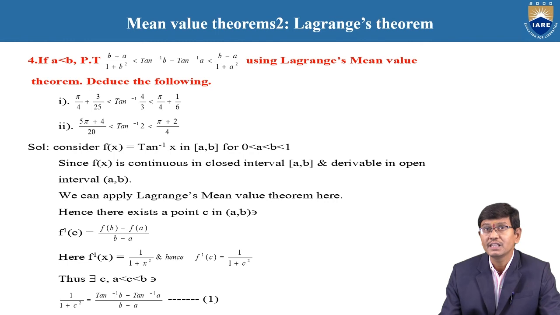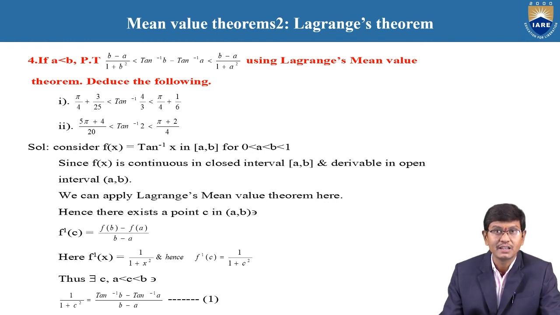The next one: if A is less than B, then prove that B minus A by 1 plus B square is less than tan inverse B minus tan inverse A, which is less than B minus A by 1 plus A square. Using the Lagrange's mean value theorem, deduce that pi by 4 plus 3 by 25 is less than tan inverse of 4 by 3, which is less than pi by 4 plus 1 by 6. And second, we need to show that 5 pi plus 4 by 20 is less than tan inverse 2, which is less than pi plus 2 by 4.